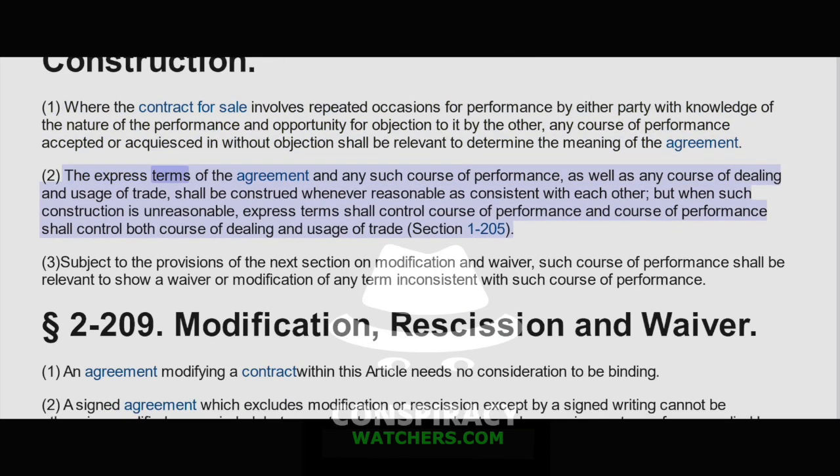The express terms of the agreement and any such course of performance, as well as any course of dealing and usage of trade, shall be construed whenever reasonable as consistent with each other, but when such construction is unreasonable, express terms shall control course of performance, and course of performance shall control both course of dealing and usage of trade.